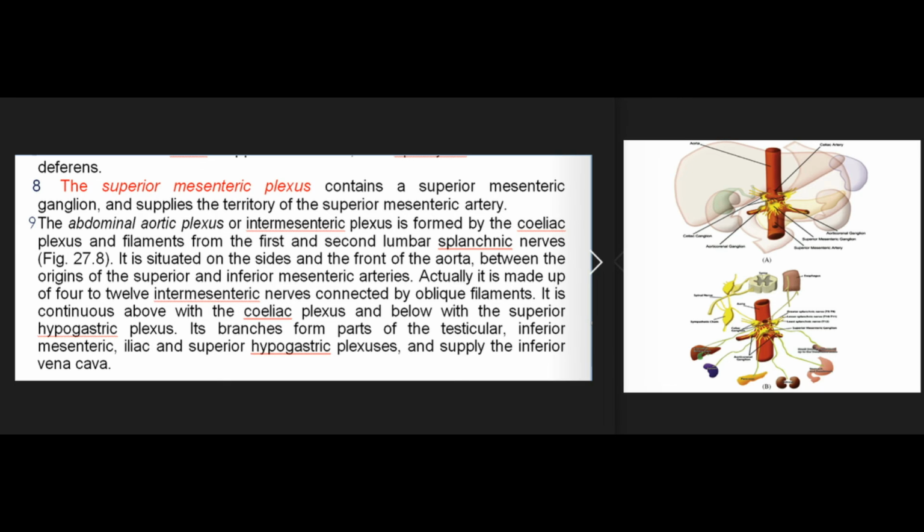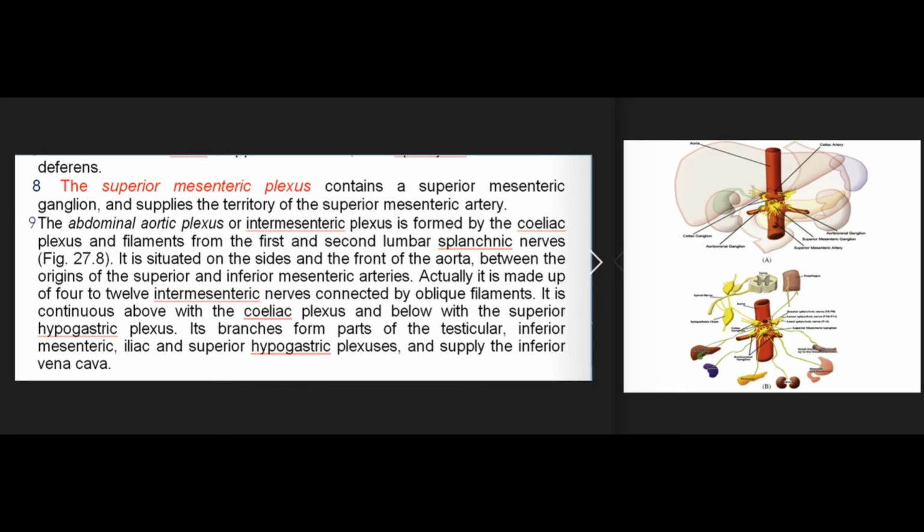8. The superior mesenteric plexus contains a superior mesenteric ganglion, and supplies the territory of the superior mesenteric artery. 9. The abdominal aortic plexus or intermesenteric plexus is formed by the coeliac plexus and filaments from the first and second lumbar splanchnic nerves.